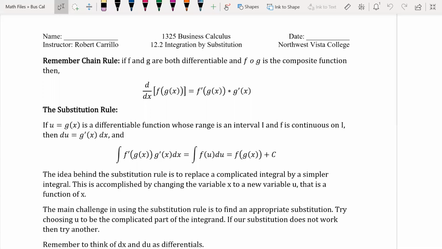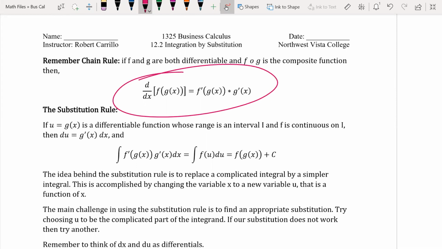Okay, so today is integration by substitution, and we're basically going to take the chain rule and reverse it. So up here was the chain rule. Remember, the derivative of a composite function, a derivative of two functions, becomes the derivative of the outside times the derivative of the inside. Well, since we're doing antiderivatives, we're going to use something called the substitution rule.